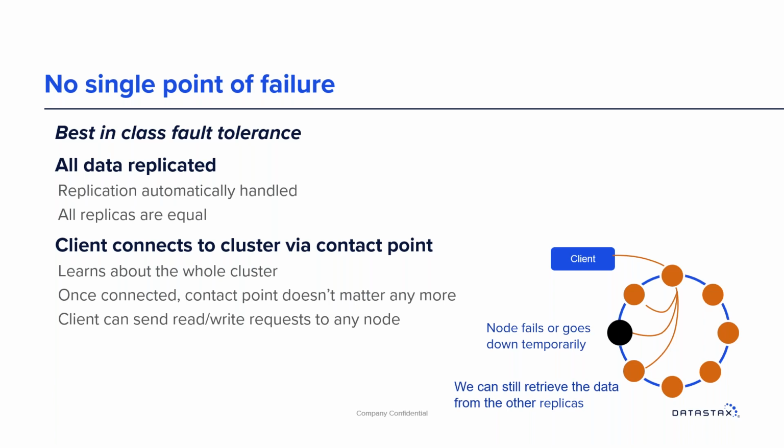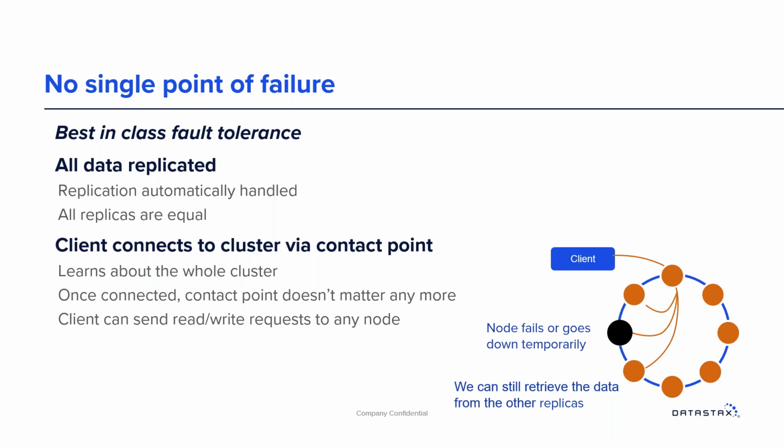Similarly, on the client side, we can connect into any node in the cluster to discover the whole cluster. The client here has connected into that top node. Once it's connected, it knows the whole cluster, and if that one node goes down, the client will just seamlessly use the rest of the nodes.